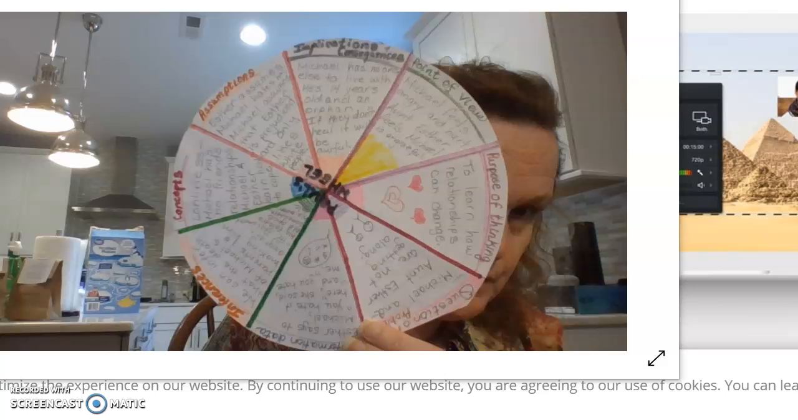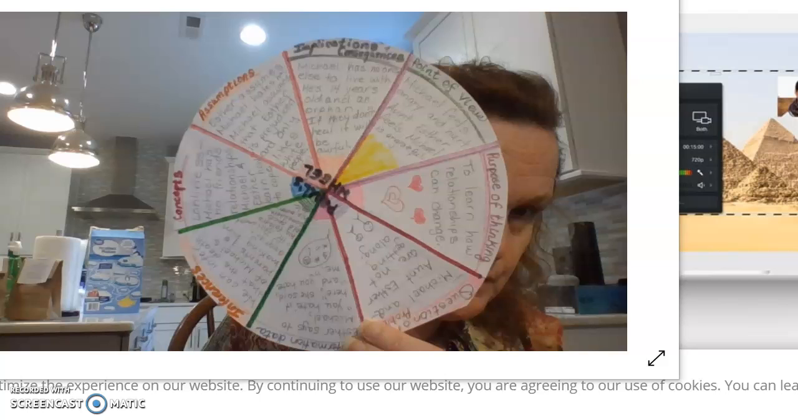So the first thing you need to do is find a circular object and make a circle on a piece of paper. And then what I did is I cut it out and then I folded it in half and then in fourths and then in eighths. And then I took a ruler to make my lines. So that's how you're going to make the wheel.